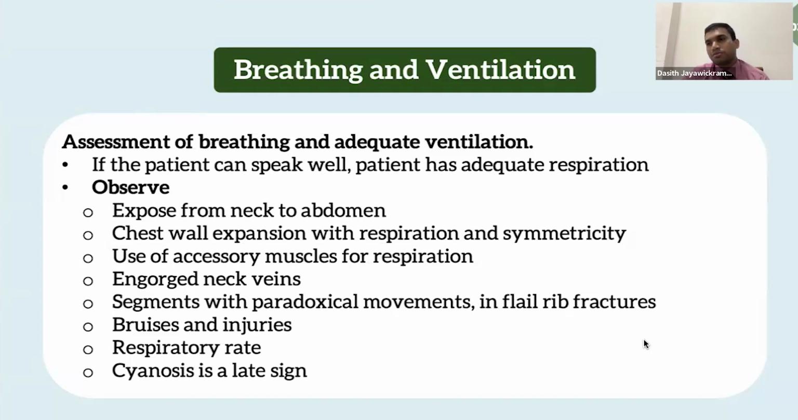We look at the chest wall expansion, whether it's symmetrical or asymmetrical, whether only part of the chest wall is expanding or both sides are. We check whether the patient is using accessory muscles for respiration, for example, the sternocleidomastoid and scalene muscles. We look for engorged neck veins. For example, in tension pneumothorax, the neck veins might be engorged. We also look for segments with paradoxical movement, for example, in flail rib fractures.